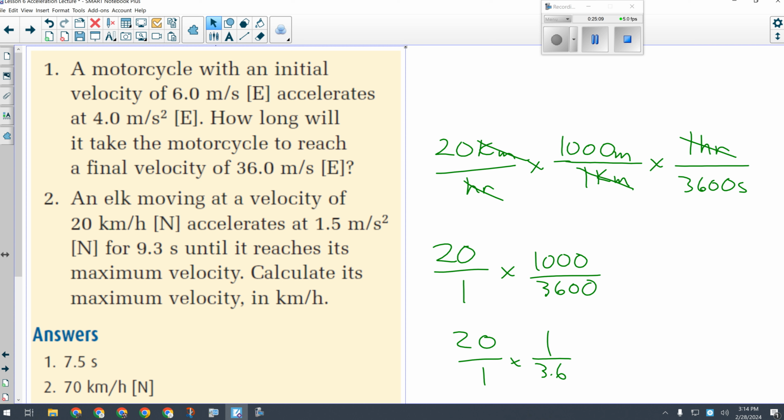Okay, so there you go. Now you can do number 2, where you have to convert the 20 kilometers per hour into meters per second. Divide it by 3.6.